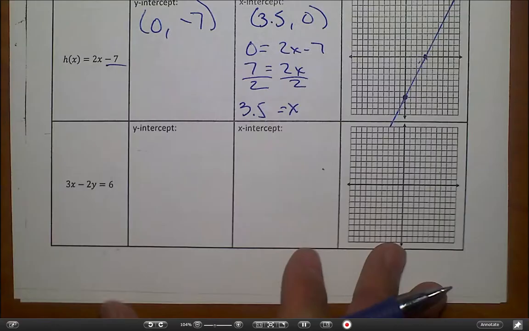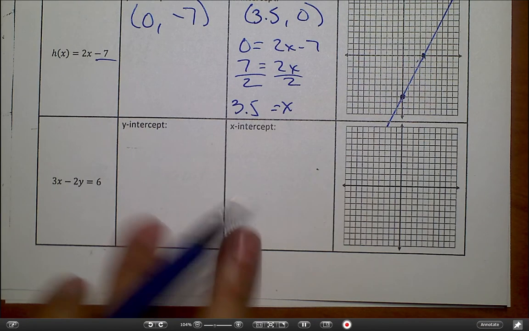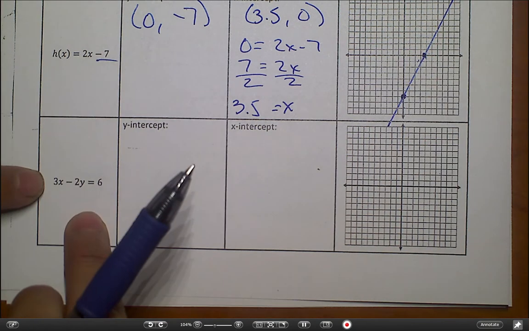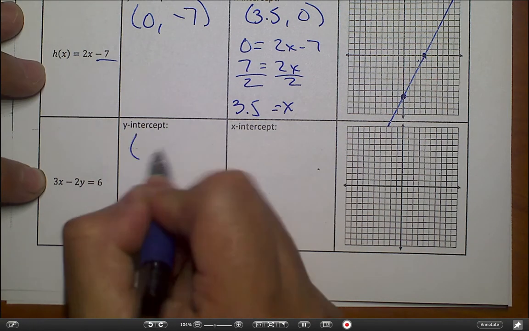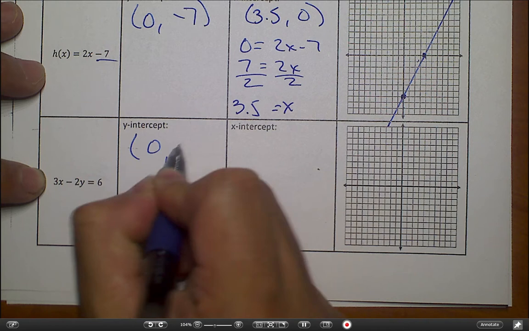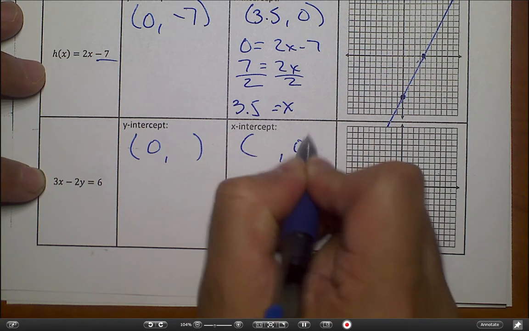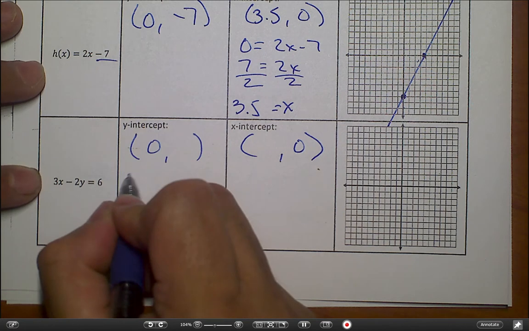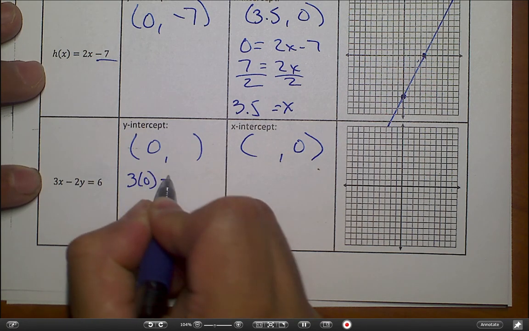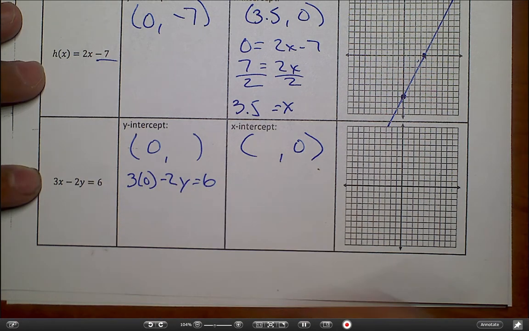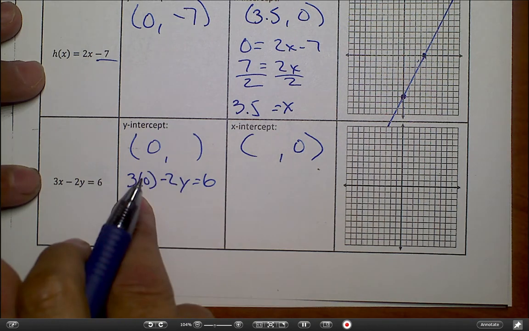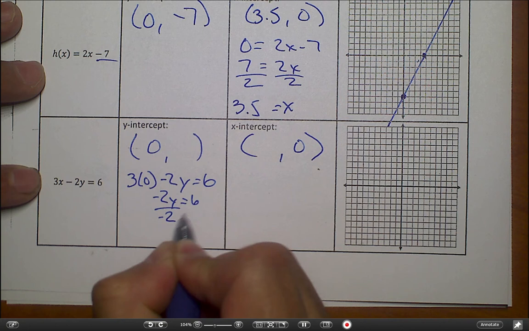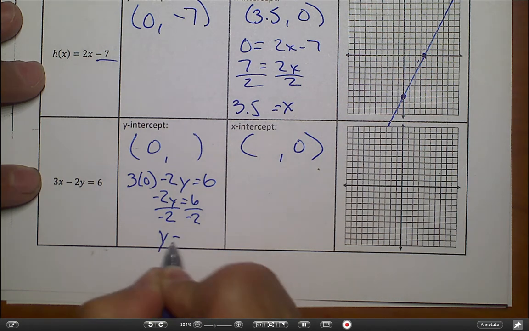All right, and this one down here. This one, it's in standard form. It's not in slope-intercept. So we have to just plug in, same thing. So this is going to be 0, comma something. And this one's something, comma 0. So plug in a 0 for x. So 3 times 0 minus 2y equals 6. Anything times 0 is 0. So I get negative 2y is 6. Divide by negative 2. Y is negative 3.